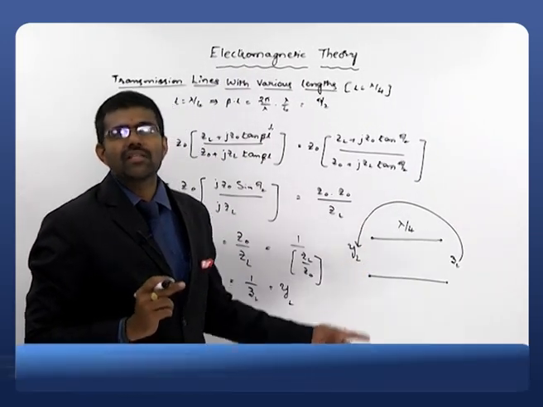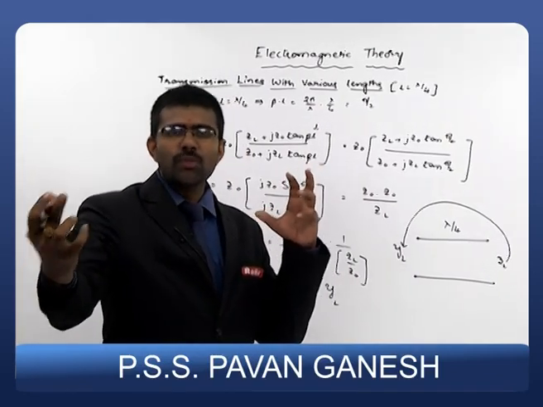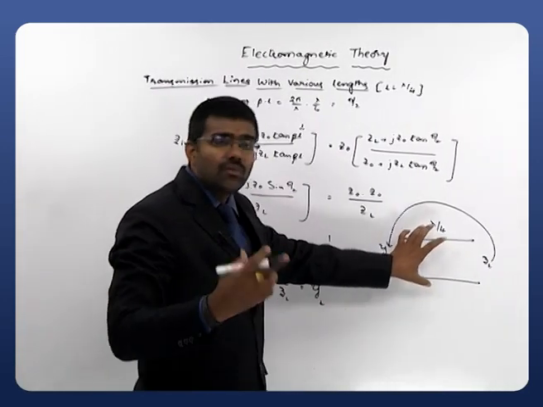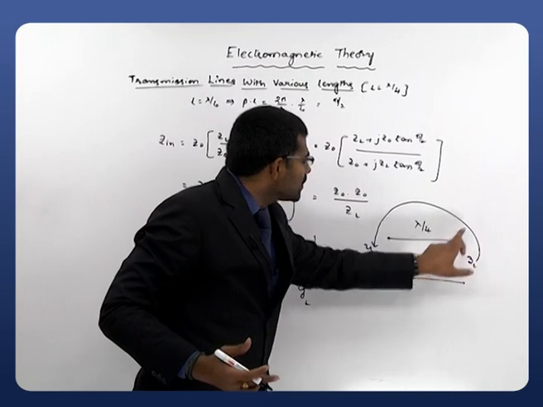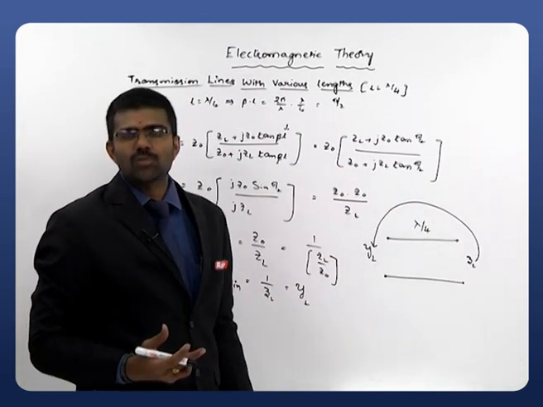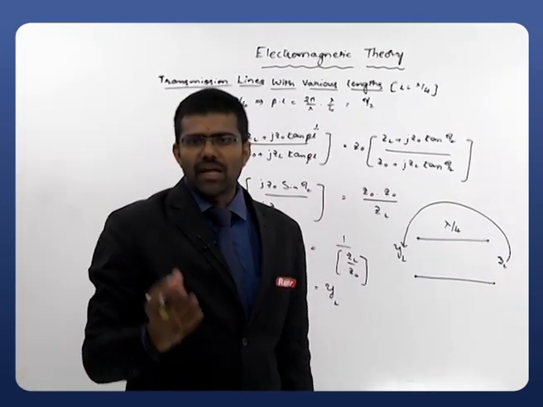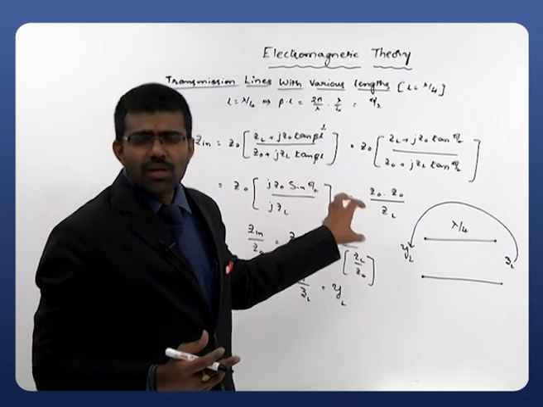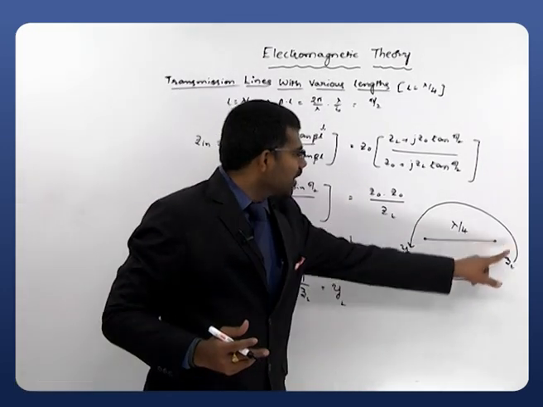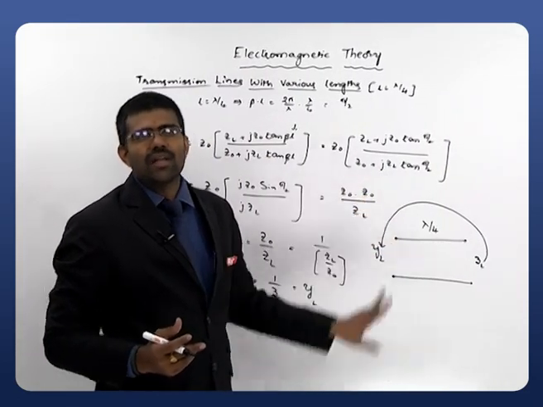This is applicable for matching purposes. Whenever there is an unmatched section and that unmatched section is to be connected to a normal line, if you connect this lambda by 4 line between them, then the unmatched section will be transformed as admittance and that will be matched to the transmission line, maybe with the help of a stub or maybe with the help of another line, right? That's why this is a very important and peculiar application in our transmission line, called an impedance inverter or impedance transformer, useful for matching applications.